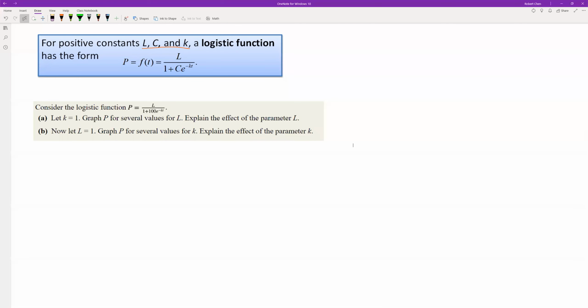Let's look at our first example. Consider the logistic function capital P equals L over 1 plus 100 e to the negative kt. We have two parts here. In this example, we're just going to analyze the graph and see what these different parameters do to the graph. In part A, we let k be equal to 1 and graph P for several values of L and explain the effect of the parameter L. Let's do L equal to 1, 2, 3, and 4, and graph these out using software or an online calculator.